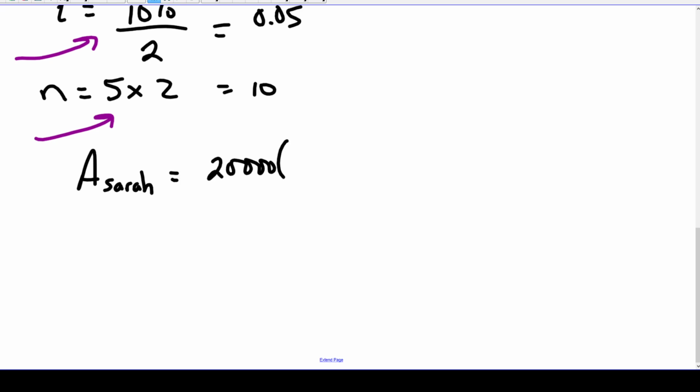$20,000 is our P. 1 plus 0.05 to the power of N, which is 10. And I'm going to need my calculator for this, so I'll just quickly do it off to the side. So 20,000 times bracket 1 plus 0.05 bracket to the power of 10 gives 32,577.89.